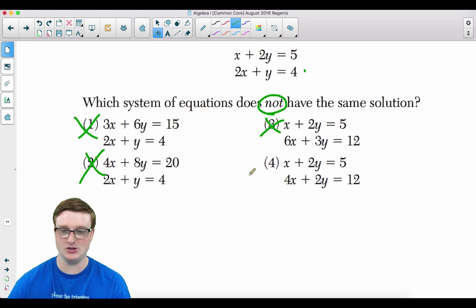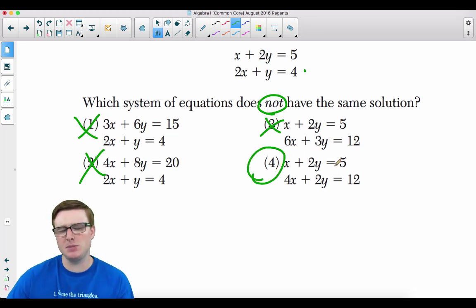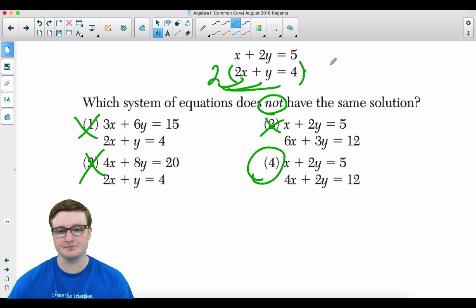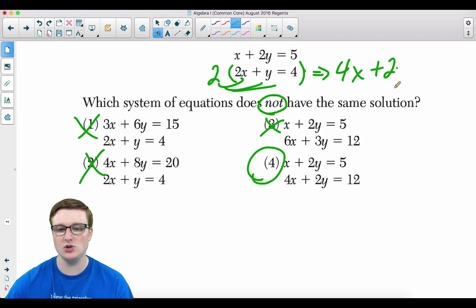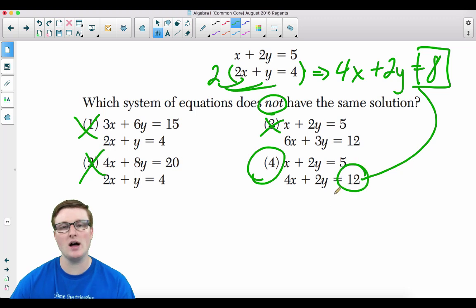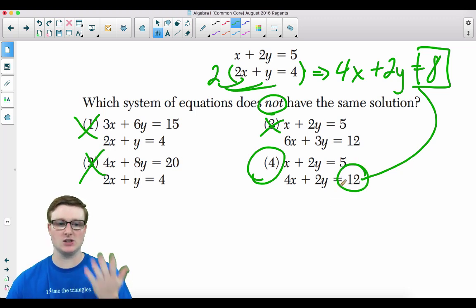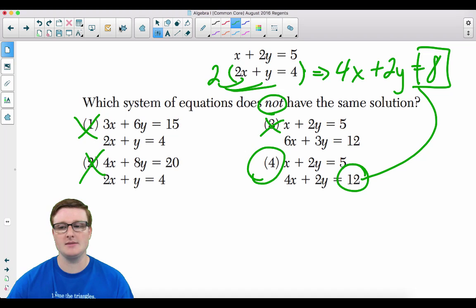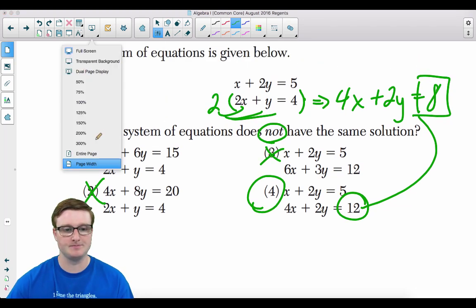Choice 4 is the answer. Let's take a look and see why. x plus 2y equals 5, that does work. Perfect. But then you get 4x plus 2y equals 12. It appears to me that they're multiplying by the number 2. Okay? Multiply the bottom by 2. You distribute. This gives you 4x plus 2y is equal to 8. The problem, ladies and gentlemen, is that 8. It's 12 in the answer choice. It should be the number 8. So that's why it's going to be choice 4. All right. And that's how you do that question.